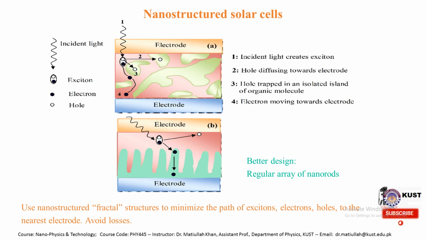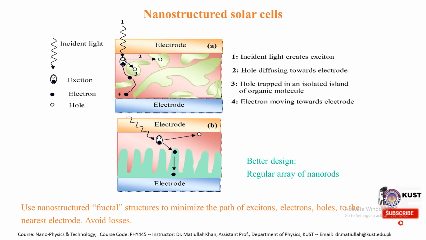If we have nanostructured solar cells, what will be the efficiency of the nanostructured cell and how will the electron-hole pairs be created? In this case, incident light creates exciton electron-hole pairs, and in the second step holes diffuse towards the electrode, and in the third step holes are trapped in an isolated island of organic molecule, and finally electrons move towards the electrode. So both electrons and holes are collected, thereby creating the current in this nanostructured solar cell.